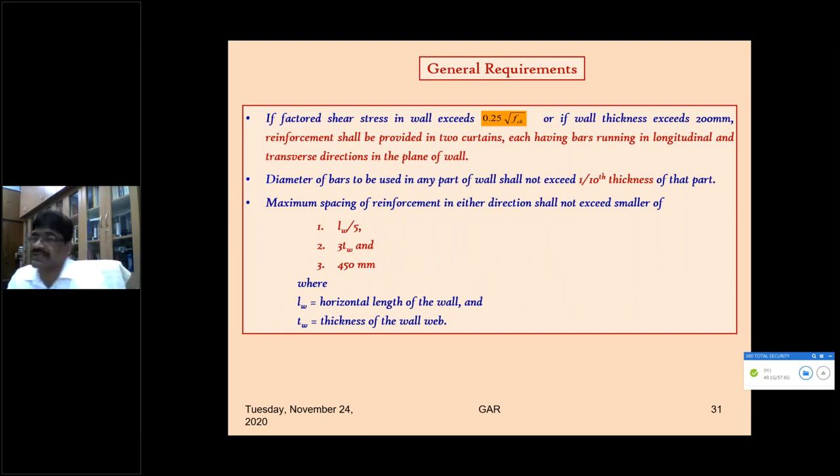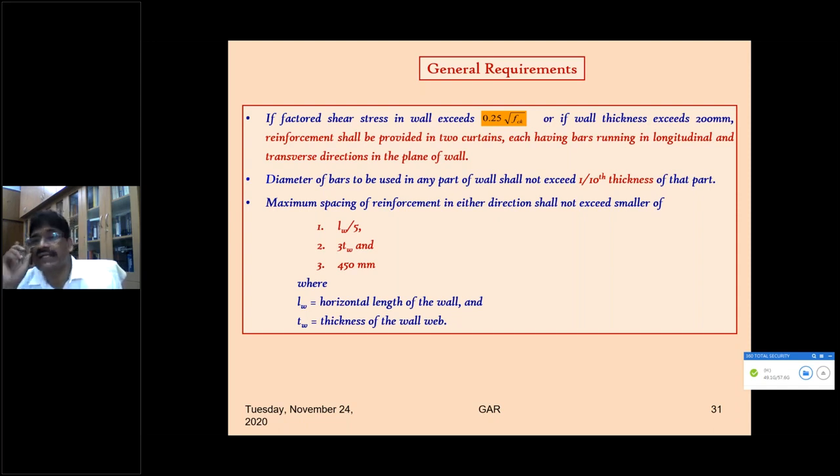If the factored shear stress exceeds 0.25 fck and the thickness exceeds 200 mm, then the reinforcement shall be provided in two layers. It's important. So whether two layers or one layer? If you provide one layer, say at the center of the slab, what will happen to the lateral force acting on that? If you provide two layers, each layer on each face, and tied together, we'll have more capacity even under the vertical loads, or even when there's a moment also.